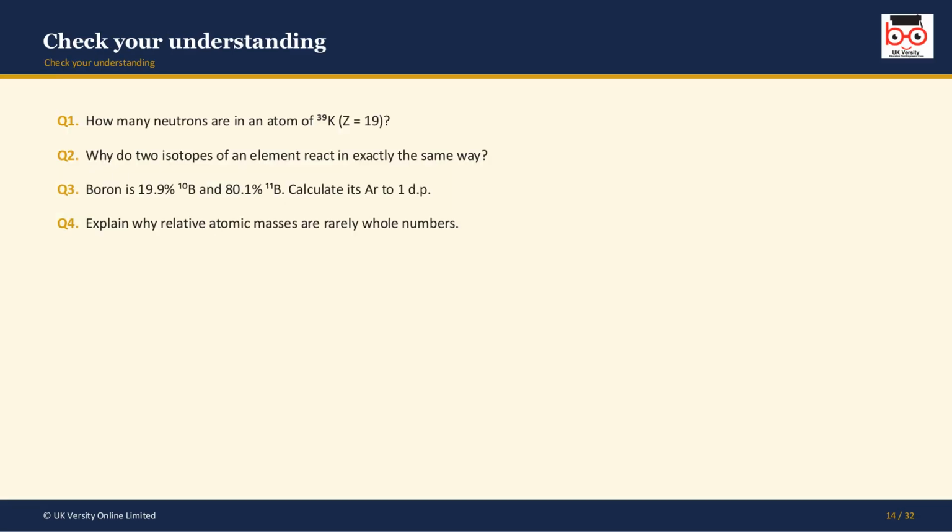Let's pause and test yourself. First, how many neutrons are in an atom of potassium-39, which has atomic number 19? Second, why do two isotopes of an element react in exactly the same way? Third, boron is 19.9% boron-10 and 80.1% boron-11, so what's its relative atomic mass to one decimal place? And finally, why are relative atomic masses so rarely whole numbers? Have a think before moving on.